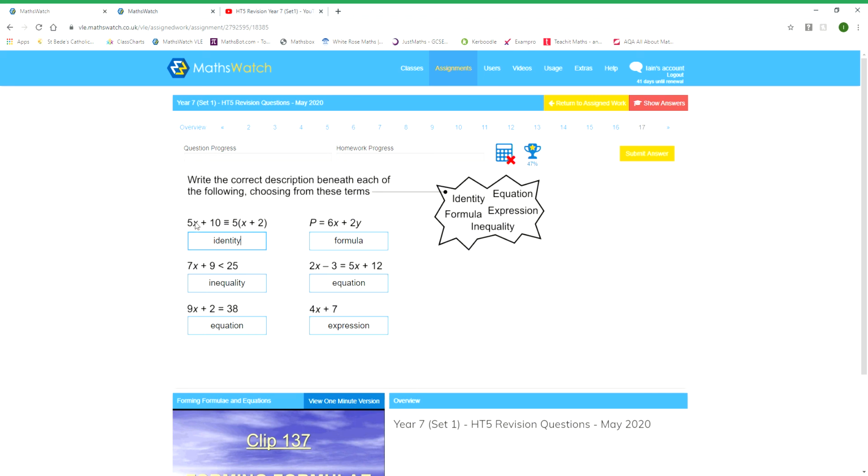If we try that for x equals 2, we have 5 times 2 is 10, 10 plus 10 is 20, 2 plus 2 is 4, 4 times 5 is 20. So no matter what value of x you have in, you get the same number on both sides. The difference between an identity and an equation is that an equation will only work for one value of x. Okay. And if we submit the answer, there you go, they're all correct.